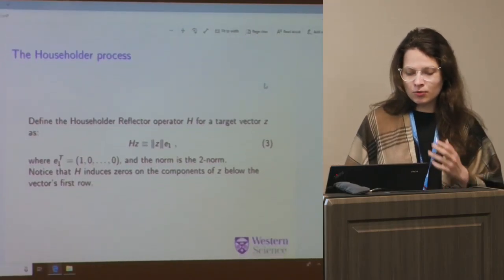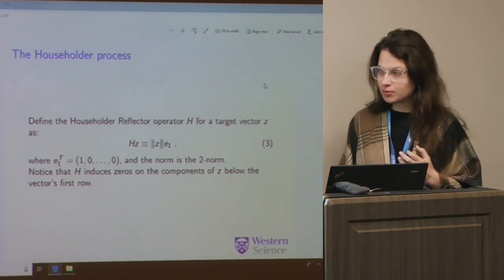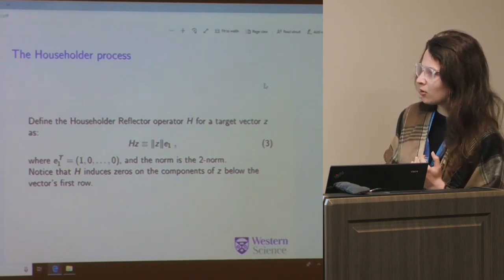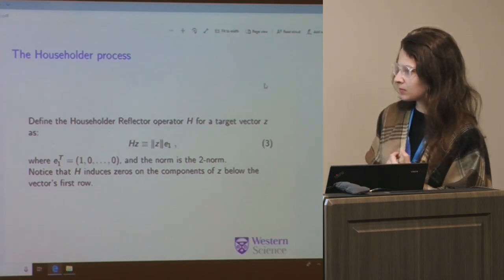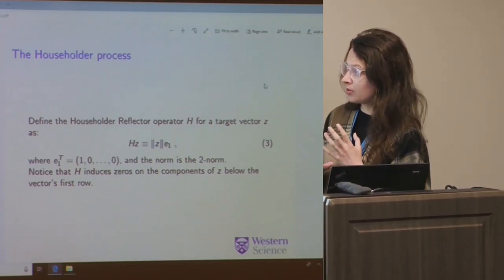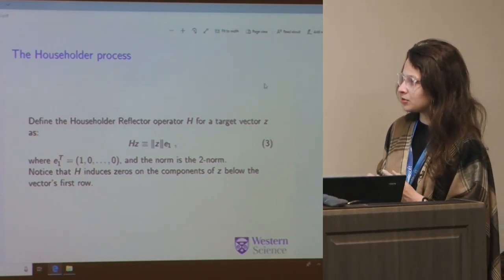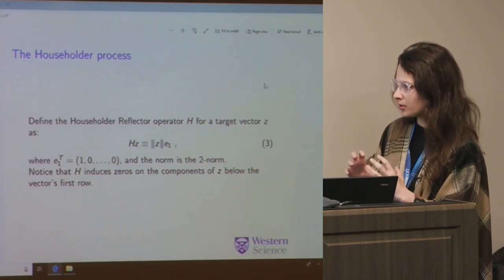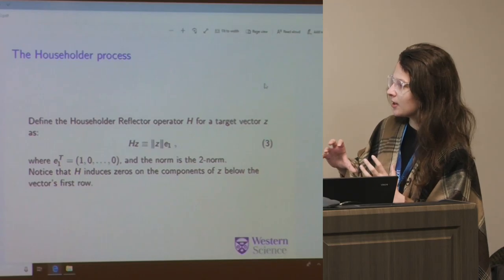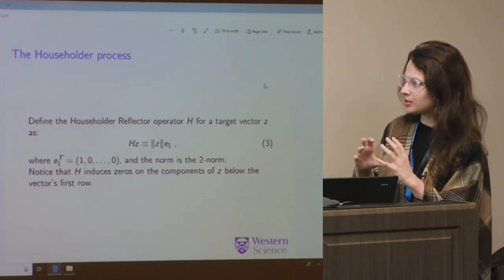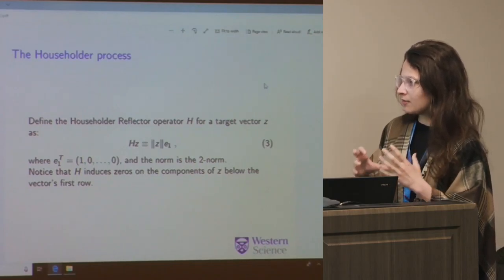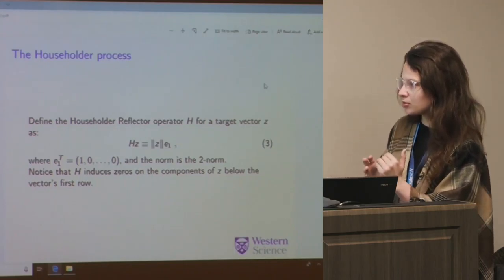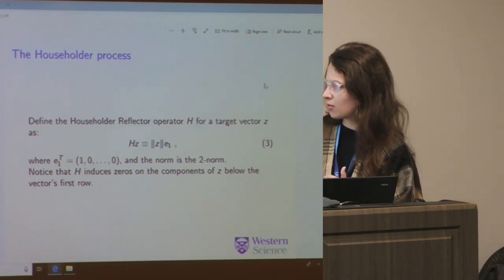Okay, so I'm going to go over a little bit about the householder process in detail. First, we define a householder reflector operator for a target vector Z. The householder reflector operator applies to the vector Z and makes all of the elements except for the first one equal to zero. As you can see from equation three, only the first element of the new operated vector will be different than zero. And that's the goal of each step of the transformation. So it induces zeros in the components of Z below the first vector's row.